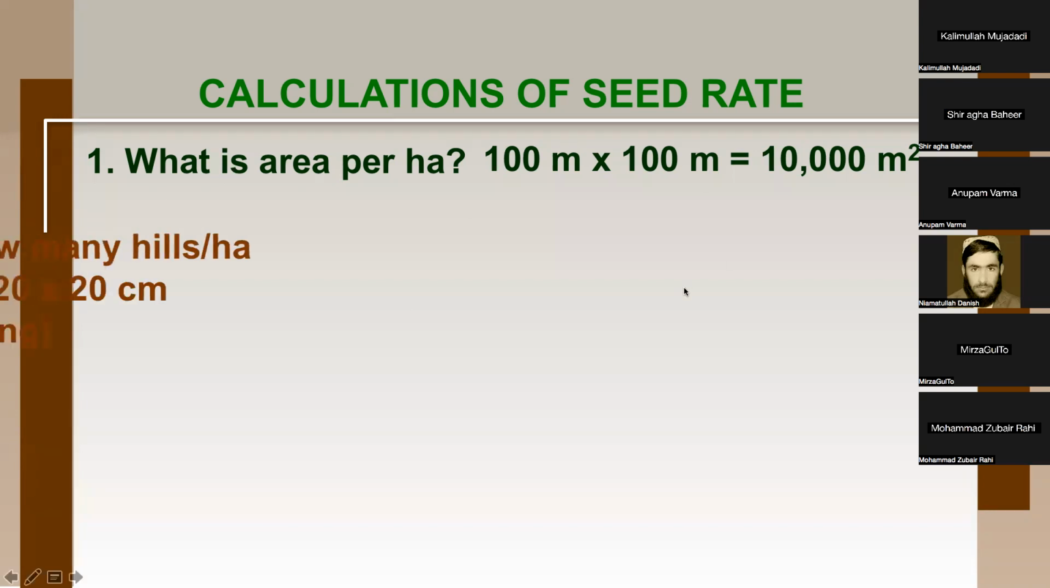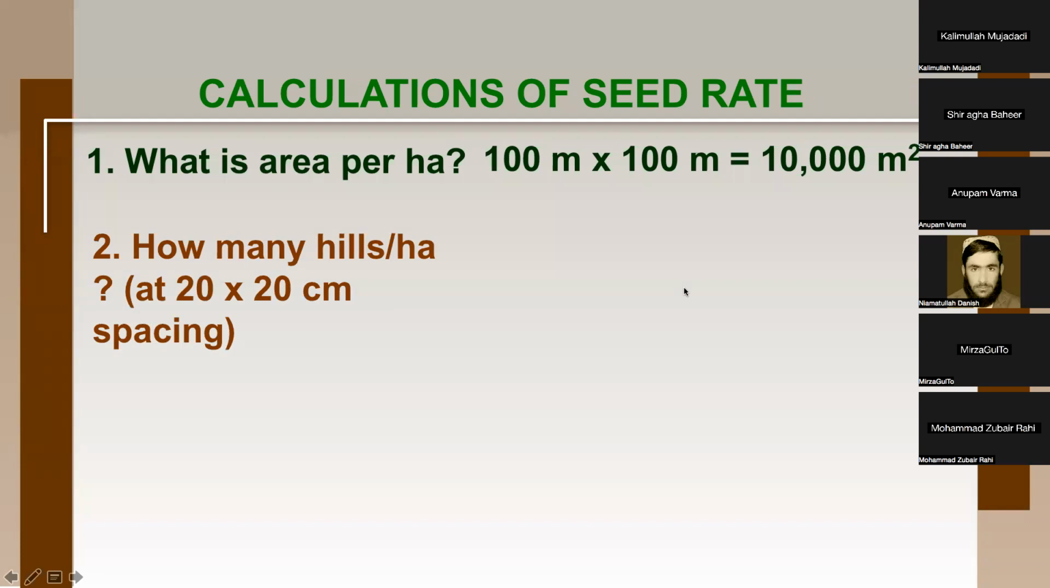Now, next thing is how many hills per hectare? Means in 1 hectare area, at how many places you are going to transplant the seedling. So you know there are different spacings in rice transplanting. When you transplant rice, it can be transplanted at 20 by 20 centimeter. Sometimes it can be 20 by 10 centimeter. Depending upon the varieties, you have the transplanting spacing. So here you can assume that transplanting spacing is 20 by 20 centimeter.